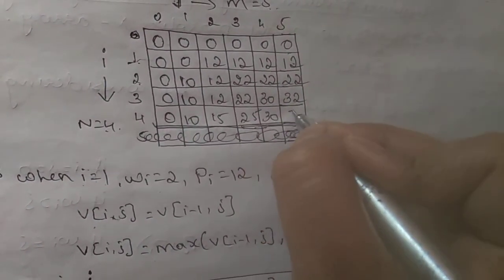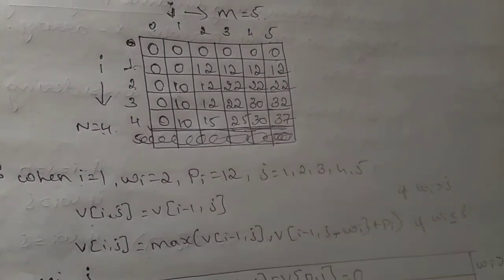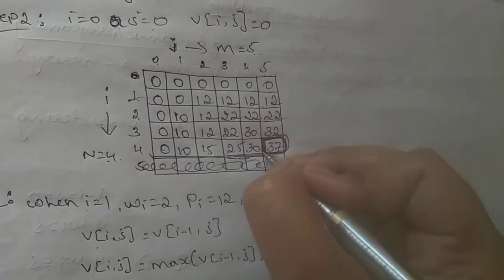15, 25, 30, 37. Now you have to just find out the optimal solution. Always remember, in matrix representation, the last value, what you will get, this is the maximum profit you will get from knapsack, and this is called as the optimal solution.